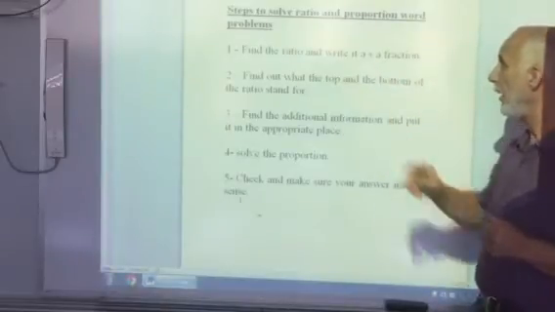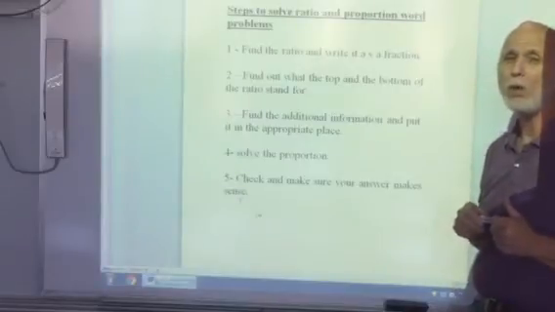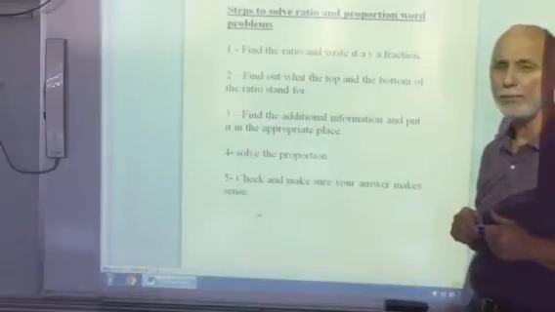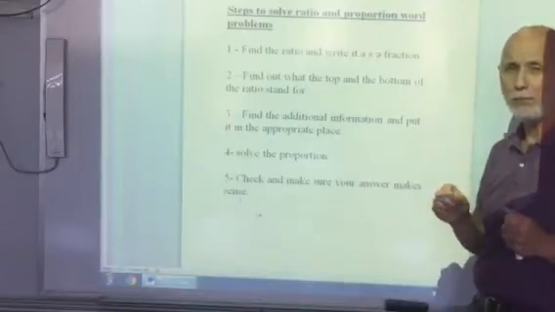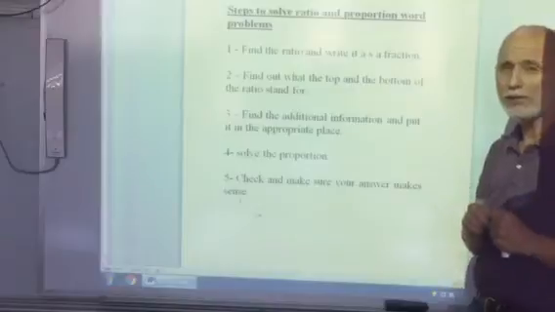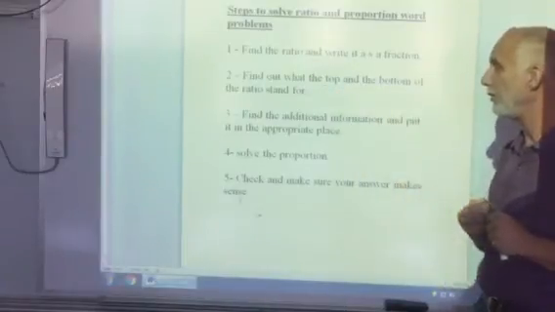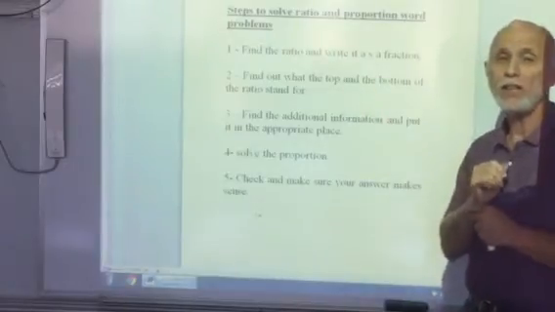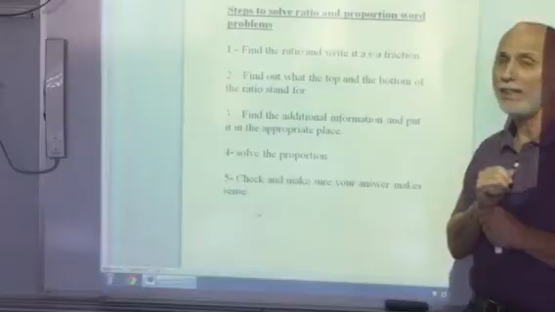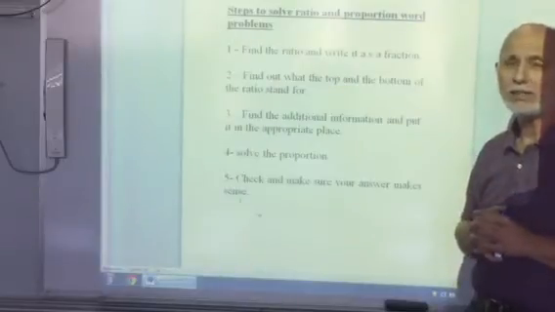Step two, find out what the top and the bottom of the ratio stand for. This is the most important step. You have to realize in a word problem, you don't just have numbers. Each number represents something. So you need to find out what the top and the bottom of the ratio stand for. By the way, if you skip this step, you've got a 50-50 chance of getting the problem wrong. And that's not very good odds. I don't think you want a 50 on your next test.